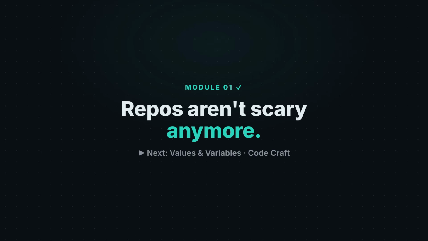And that's Module 1. You can run any Python file. You get why virtual environments exist. And a project layout? It's just a map you can read now. Next time, values and variables.